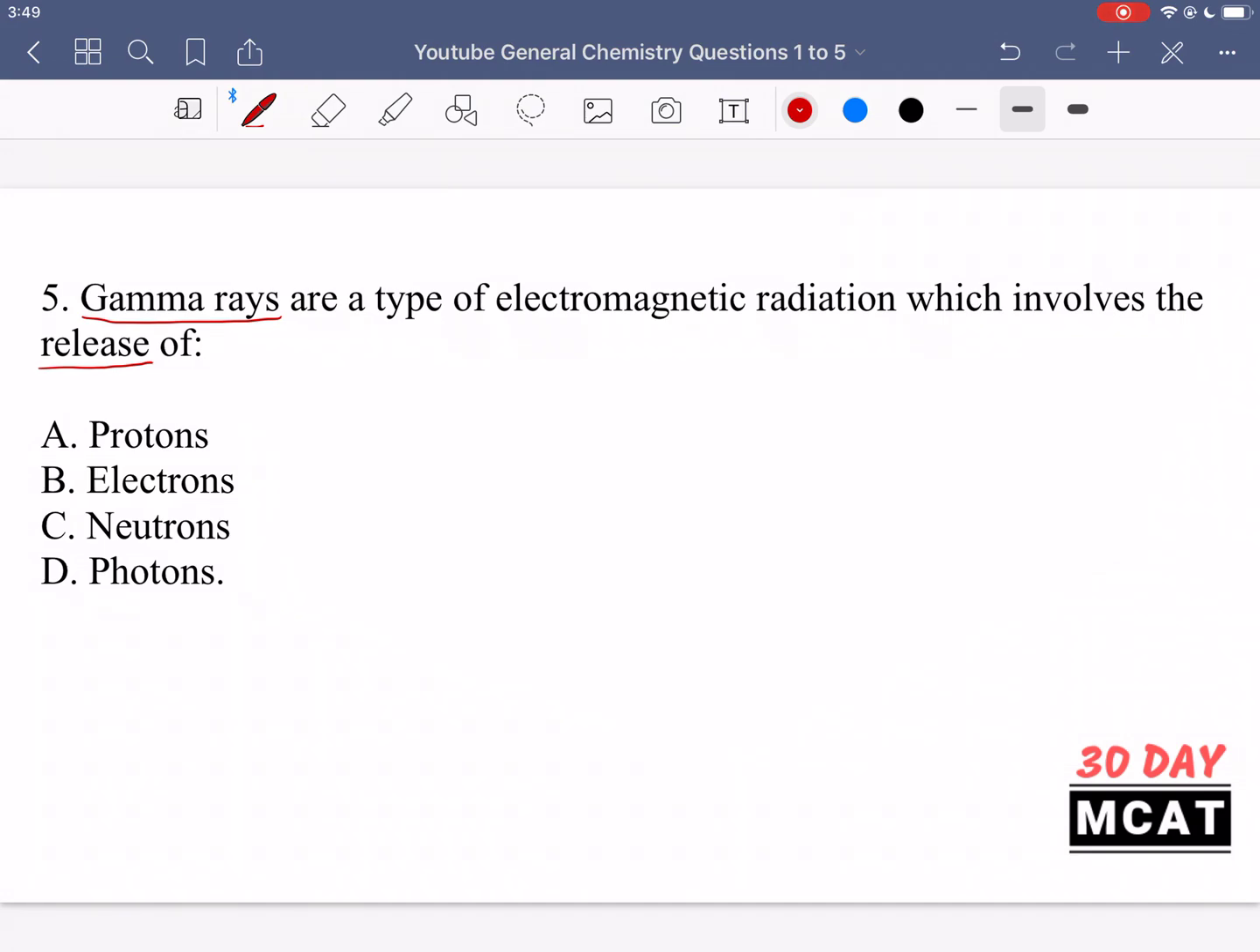So for alpha decay, you should know that a helium atom is released. For beta decay, it's an electron that's released. And then for gamma decay, it's a photon that is released. So that is just knowing the different types of molecules that are released for radioactive decay. So gamma rays, the answer is photons.